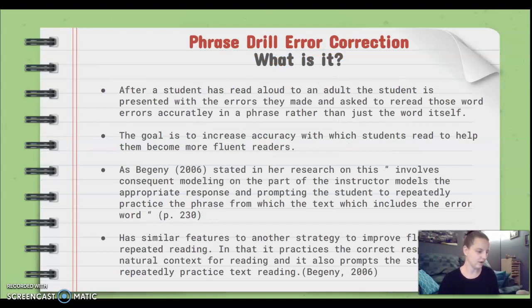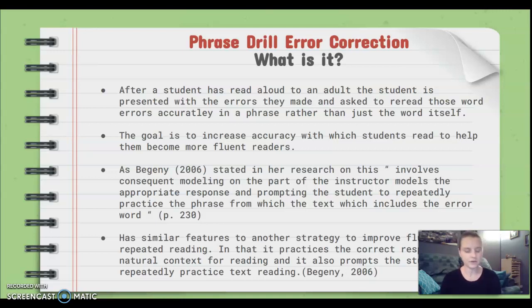So phrase drill error correction, what is it? When we look at it, it is where after a student has read aloud to you, they're presented with the errors that they have made. They are asked to reread those word errors accurately, but they're asked to read them back in the phrase they were in the text. This is a perfect example of an instructor modeling and prompting the student to repeatedly practice the phrase from which the text includes the word error.